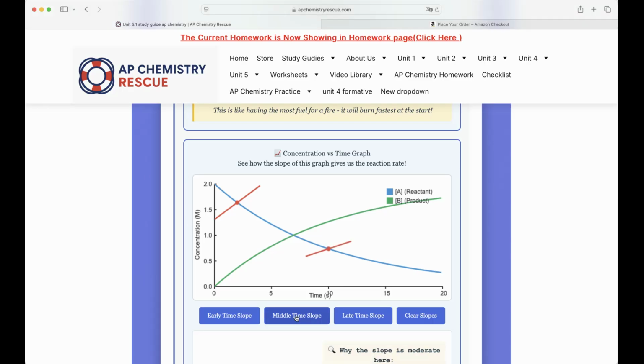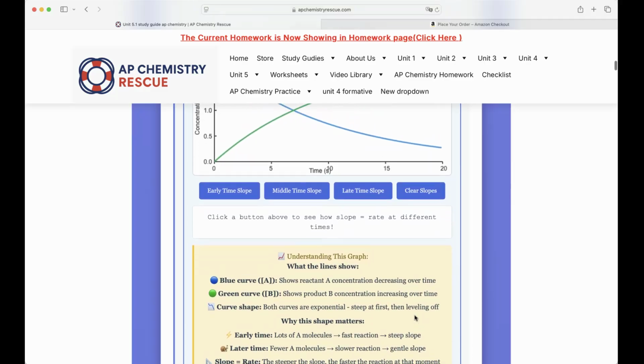In the middle time, the slope will be less because, as we said, the reactant is less. That's why the product's concentration over the time is a smaller slope, and at the end, it becomes a very small slope because the rate is very small.